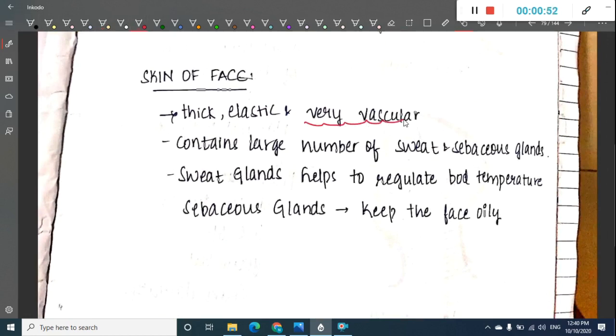It also contains a number of sweat and sebaceous glands. These sweat glands help to regulate the body temperature. These sebaceous glands also keep the face oily. Okay, next.